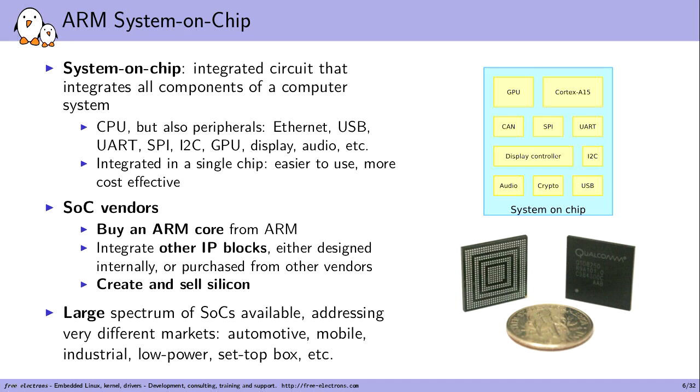So the ARM ecosystem is made of many companies that we call SoC vendors that purchase cores from ARM. They purchase a license from ARM for the ARM cores, and they integrate around this CPU core a number of other IP cores for the different peripherals, and they produce actual processors out of that. So there's a very, very large spectrum of ARM SoCs available to address numerous markets. You will not use the same SoC for a high-end phone or for a very low-power IoT sensor. It will be a completely different SoC with completely different peripherals. So there's a wide variety of SoCs and SoC vendors in the ARM ecosystem.